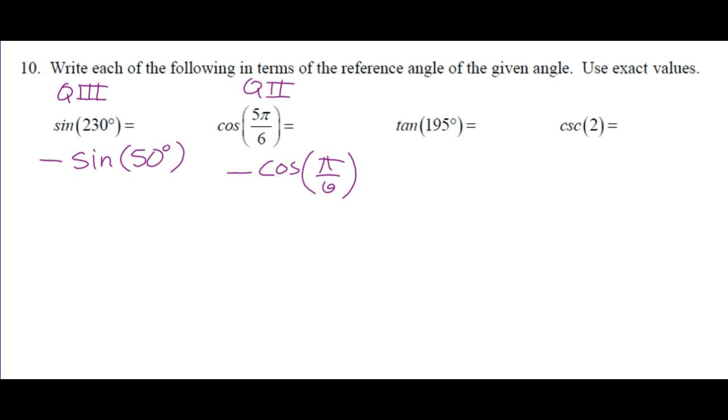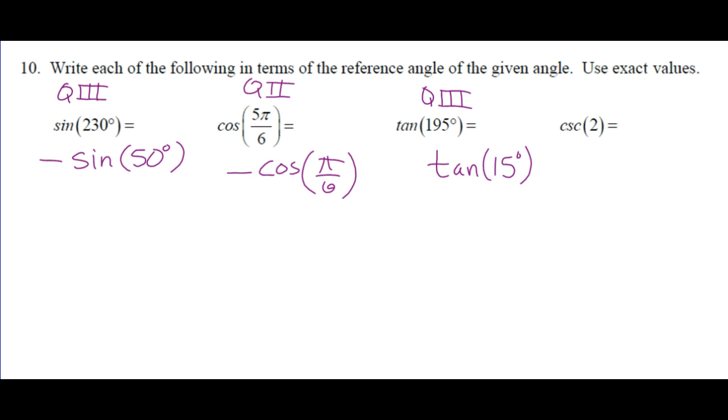195. What quadrant? Quadrant 3. What's the reference angle for 195? 15 degrees. What's the tangent in quadrant 3? So we don't need to put it in here, right? It's the same as the tan of 15 degrees. Exactly the same, because they're both positive.